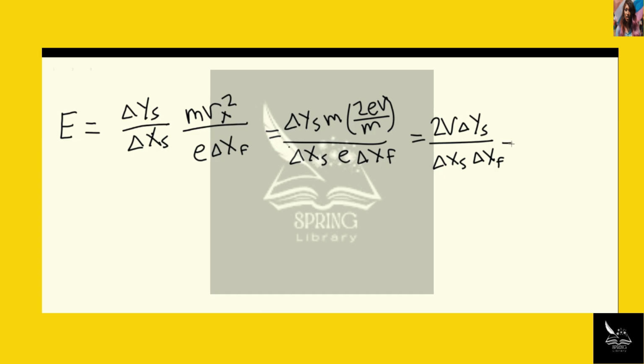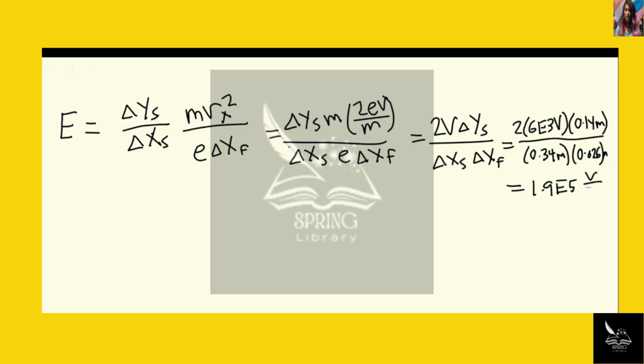2 times 6 times 10 to the 3 volts times 0.14 meters for delta y of the screen. We can plug in 0.34 meters for the delta x of the screen and 0.026 meters for delta x of the field. So our ultimate result will be 1.9 times 10 to the 5 volts per meter, and that's the electric field.